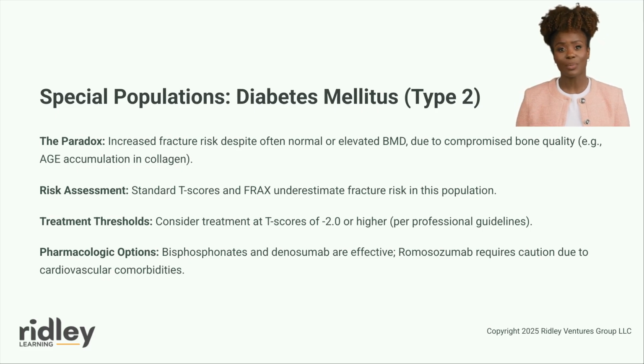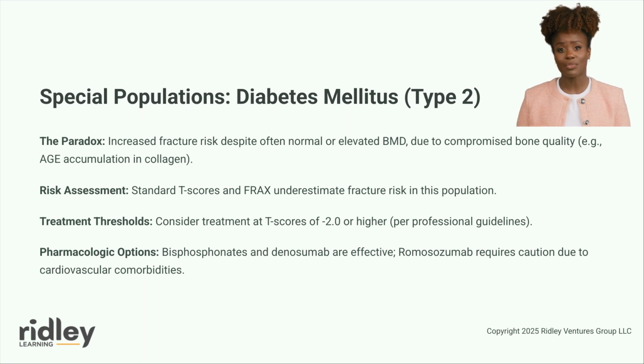Diabetic complications, including peripheral neuropathy, retinopathy, and cardiovascular disease, increase fall risk. Diabetes-associated sarcopenia and obesity further complicate the clinical picture. Standard T-score thresholds underestimate fracture risk in patients with type 2 diabetes. This has led to recommendations from some guideline bodies to consider treatment at T-scores of -2.0 or higher in this population. The American Diabetes Association recommends incorporating diabetes status into fracture risk assessment and recognizing that patients with diabetes and T-scores in the osteopenic range may warrant treatment.